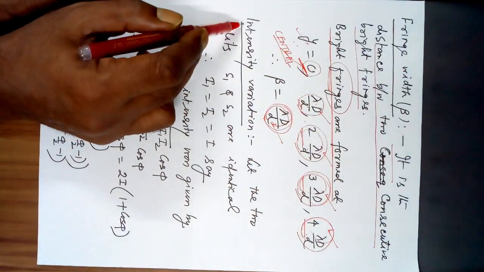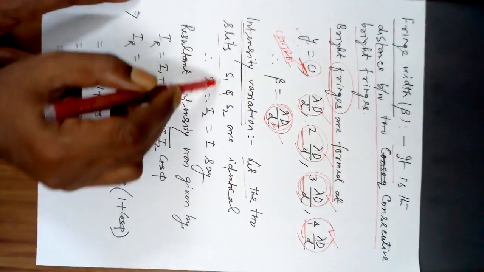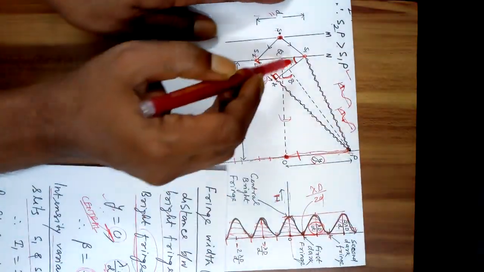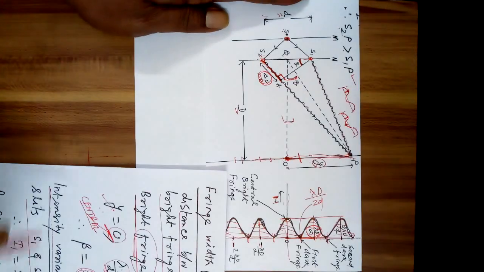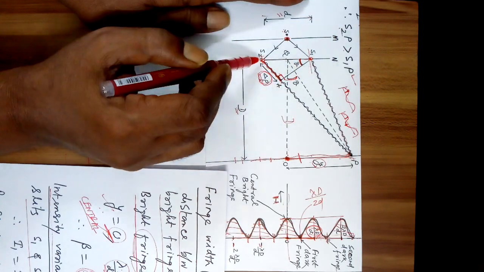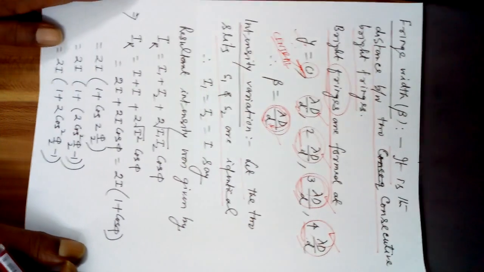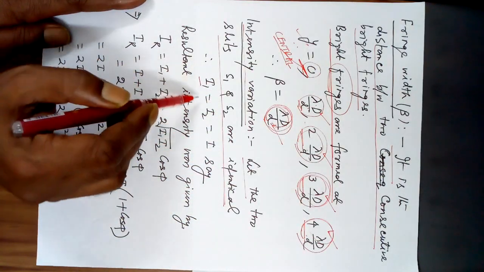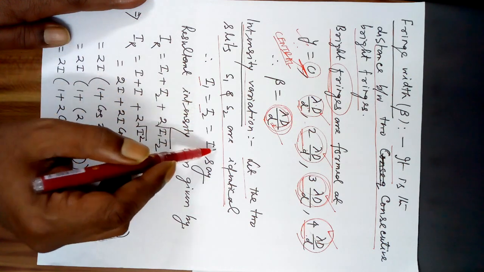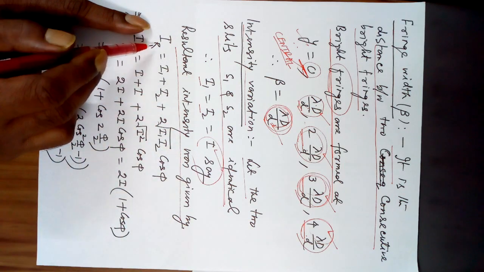Now intensity variation. How the intensity changes? Let the two slits S1, S2 are identical. Means the opening at slit S1 and the opening at slit S2 are exactly the same. So the amplitude coming from here and the amplitude coming from here are equal. Therefore, I1 intensity, I2 intensity are equal. Let it be I.